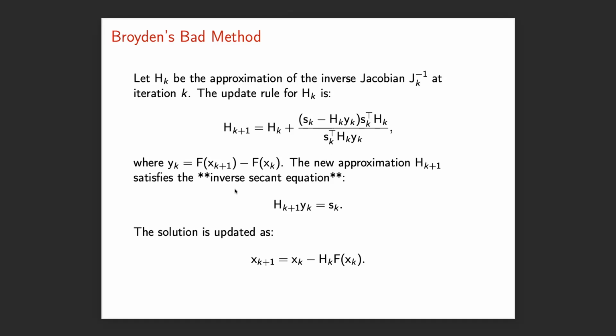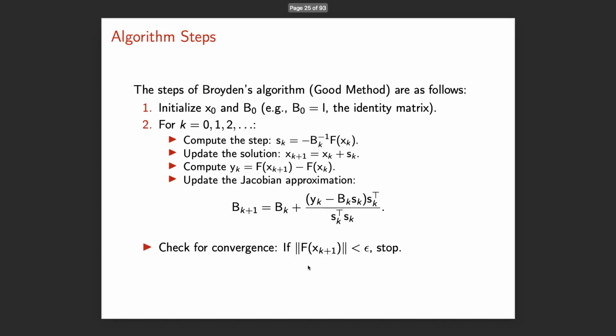So this is actually the inverse secant equation. And then the solution is updated like this. So you use the secant equation to find an approximation to the derivative. And then you have an update rule. So essentially, the way it moves is that you initialize x0 and this B0.